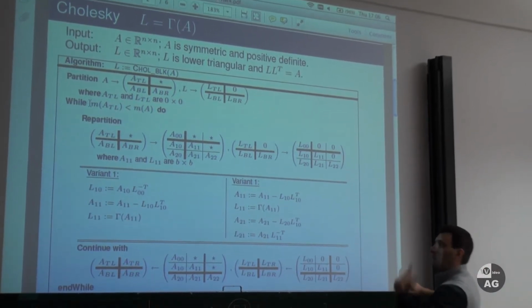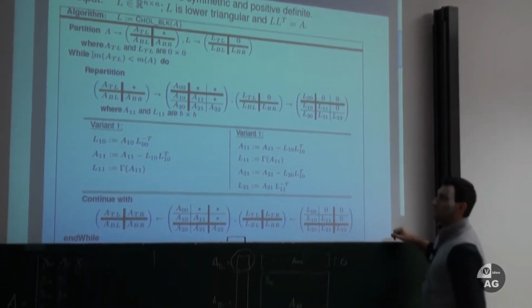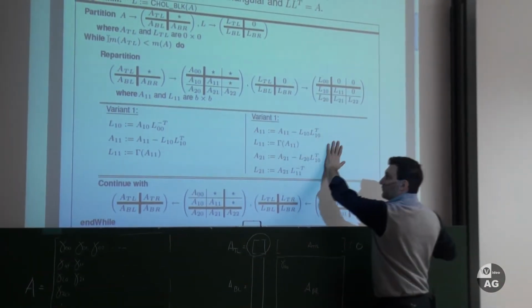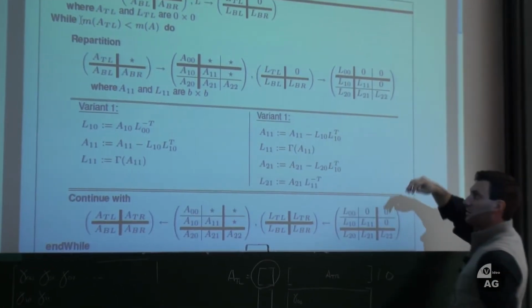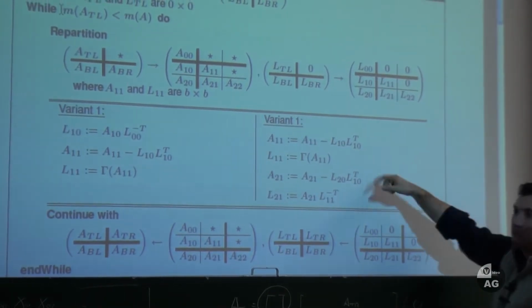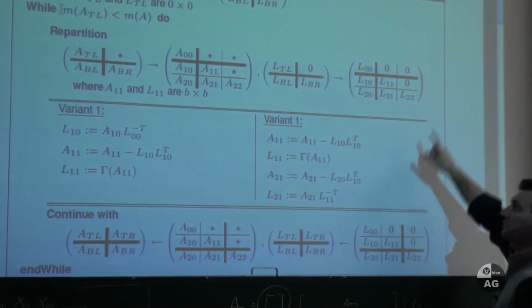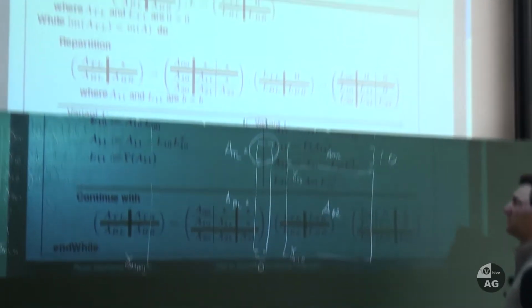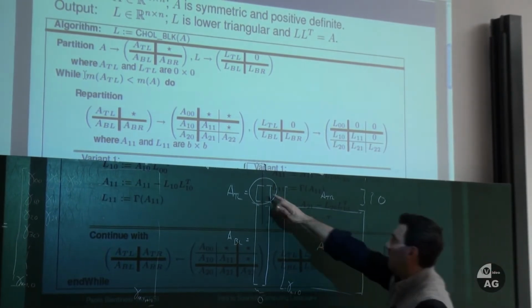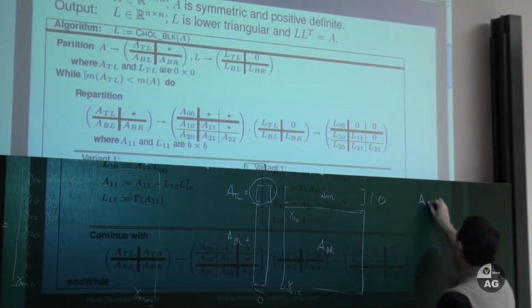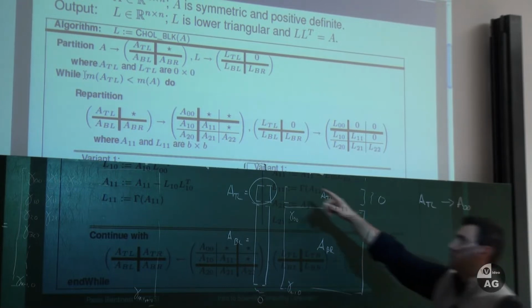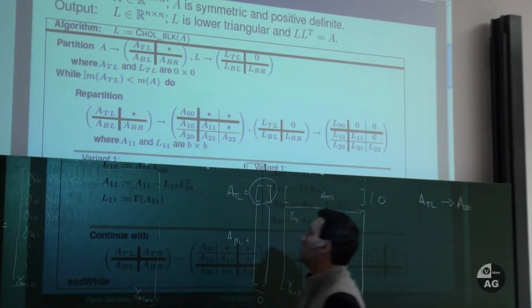So we have to perform a loop, repeating this thing over and over. Let's forget about computation and just see what the loop is like. Let's assume that we perform no computation whatsoever. What is this repartition thing? The repartition is telling me that A top left needs to go to A0,0.